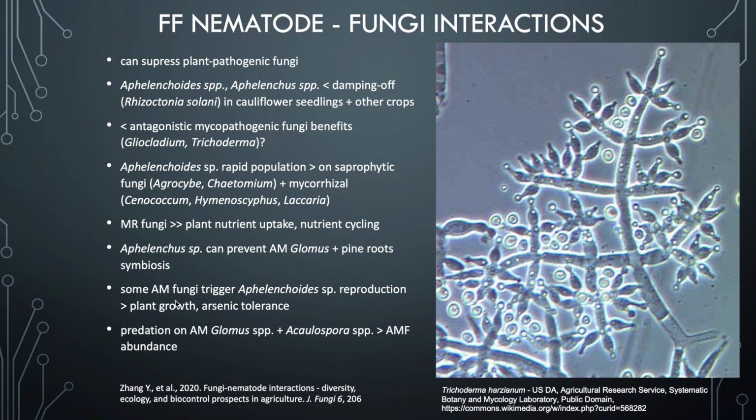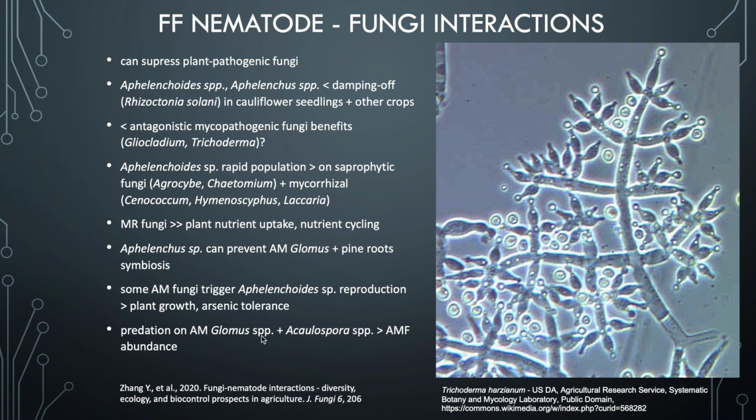Some arbuscular mycorrhizal fungi trigger Aphelenchoides species reproduction, and this is a beneficial situation, as this grazing by the fungal-feeding nematodes actually increases plant growth and also has been found to increase arsenic tolerance in arsenic-polluted soils. So these interactions can be quite complex and affect plant growth on various levels, helping the ecosystem to thrive through the increased abundance of arbuscular mycorrhizal fungi and increase in Aphelenchoides species population.